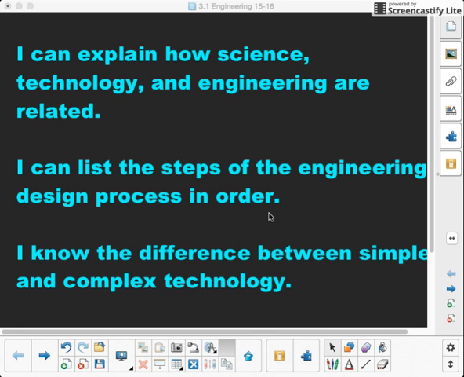These are the notes for Unit 3, Lesson 1 from Module K. The topic is the engineering design process. There are 3 learning targets for this lesson.